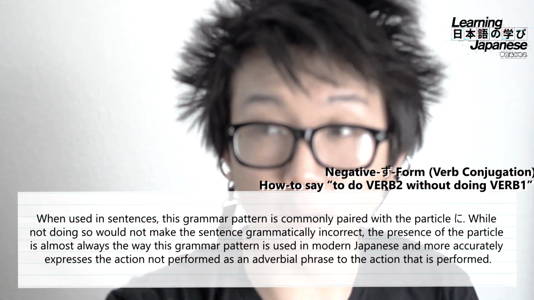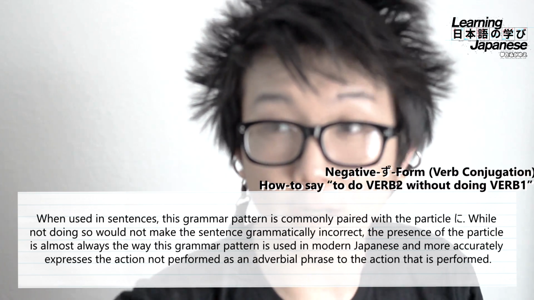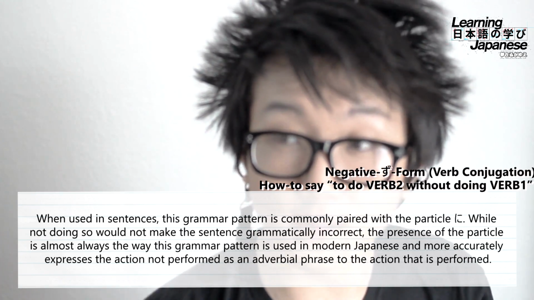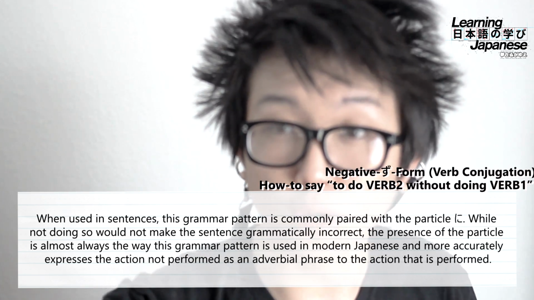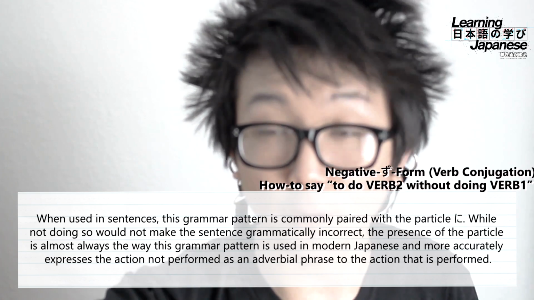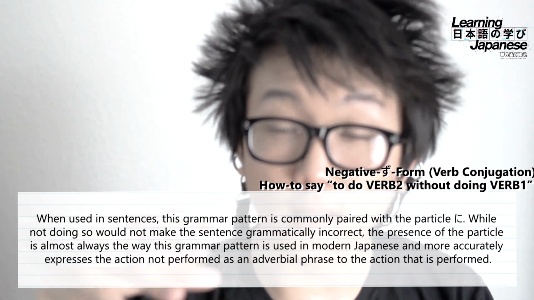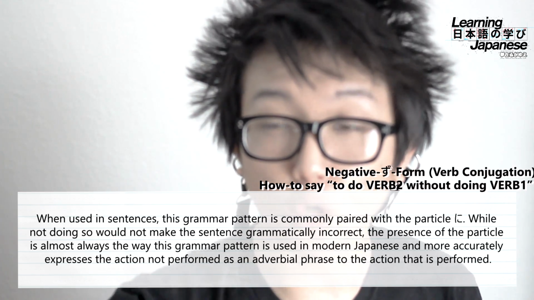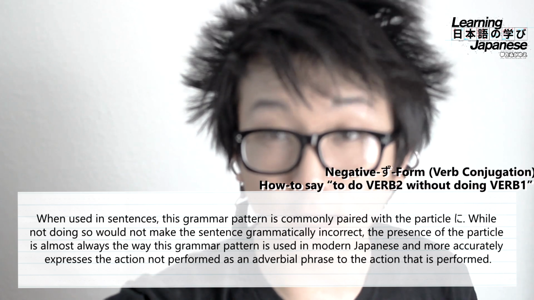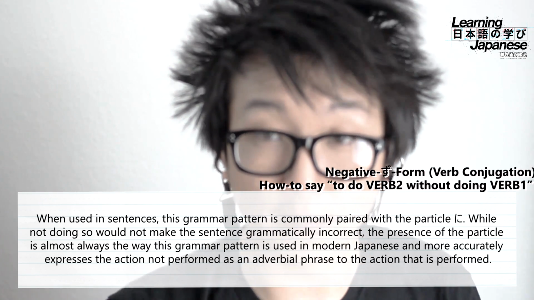This grammar pattern, the negative zu form of a verb plus the particle ni plus another verb in whatever conjugation you want that to be, to mean to do that second verb without doing the first verb, is going to commonly appear with the particle ni, as you can tell from the construction that I just outlined. So this particle ni isn't mandatory, and if you didn't have it, it would still be grammatically correct, but you're gonna want to include it in there because that's pretty much how it's used 100% of the time in modern day Japanese.